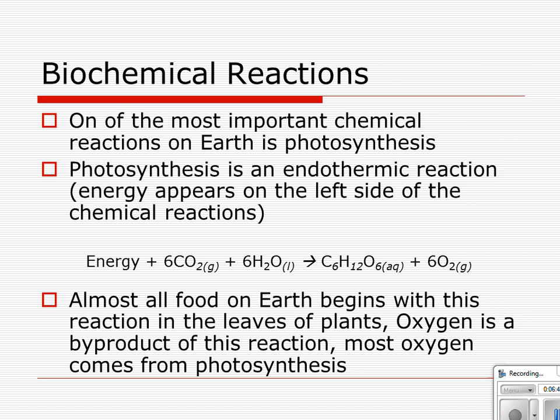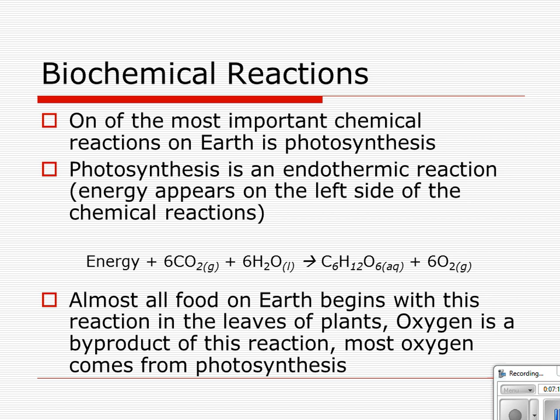One of the most important chemical reactions on Earth is photosynthesis. Photosynthesis is an endothermic reaction, so energy appears on the left-hand side of the chemical reaction. We have energy plus carbon dioxide plus water gives us C6H12O6, which is glucose, plus oxygen, and this energy is the light from the sun. Almost all food on Earth begins with this reaction in the leaves of plants. Oxygen is a byproduct of this reaction, and most oxygen comes from photosynthesis.